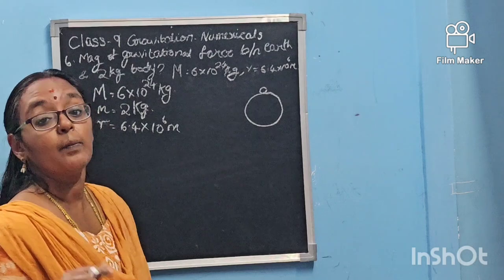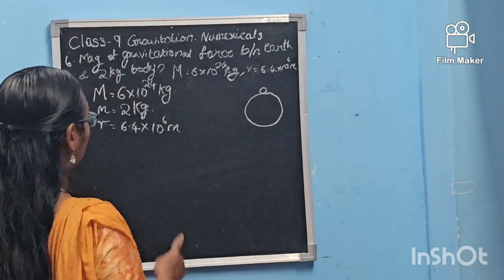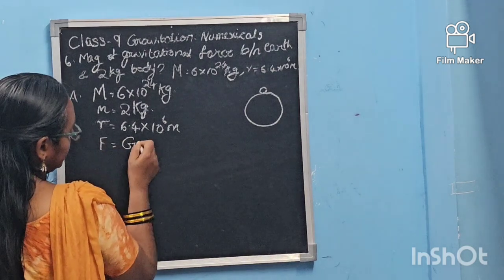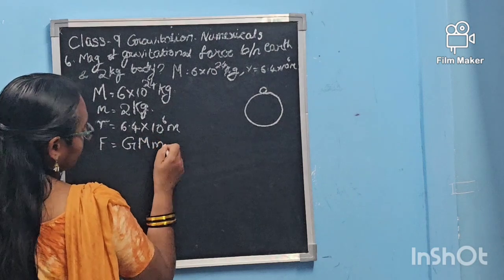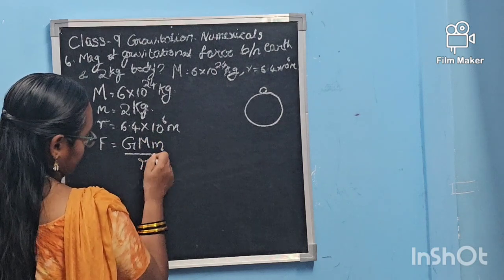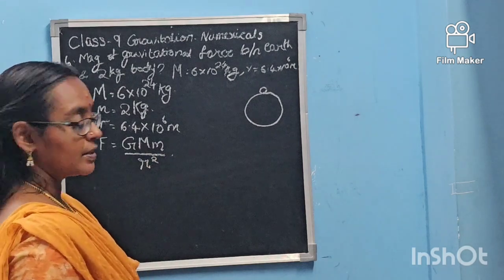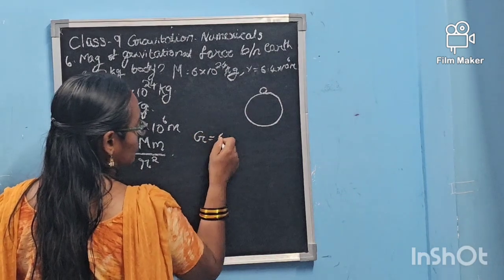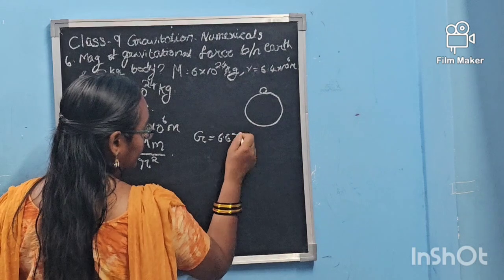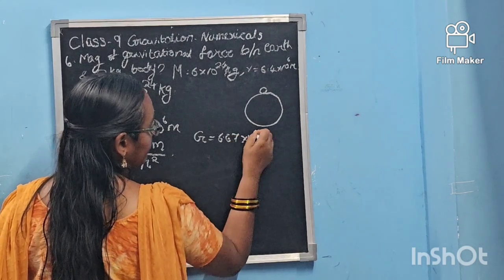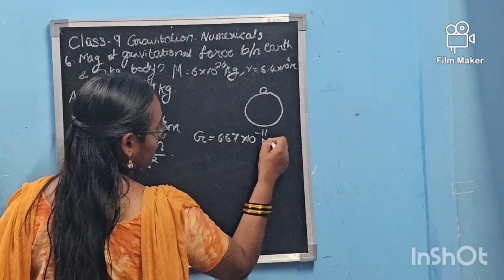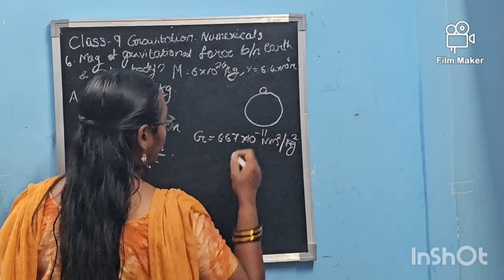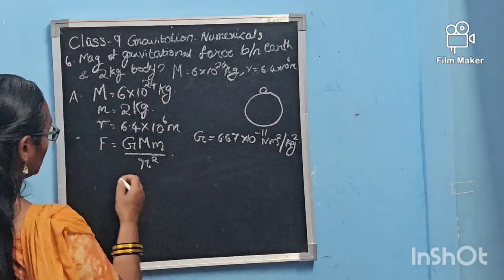Now, what is the equation which we have to substitute over here? F is equal to what? F is equal to G capital M small m divided by R square. What is G? G is the universal gravitational constant and value of G is equal to 6.67 into 10 raised to minus 11 Newton meter square per kilogram square. So apply everything, we will get the answer. Let's see what is the answer.